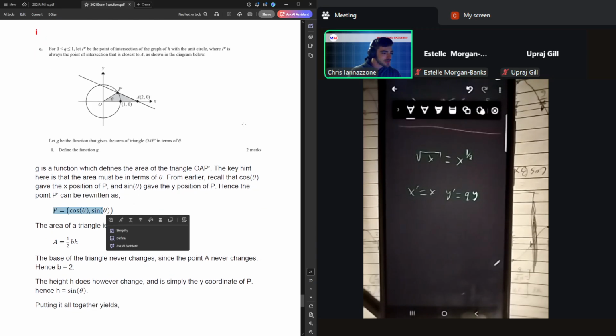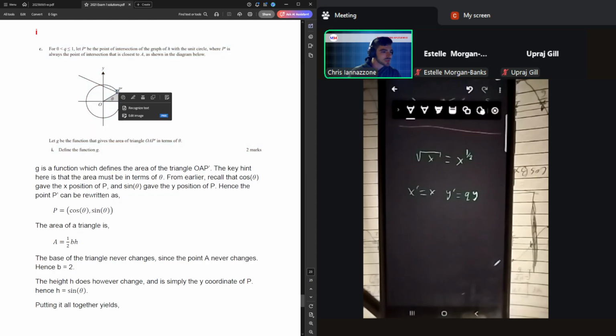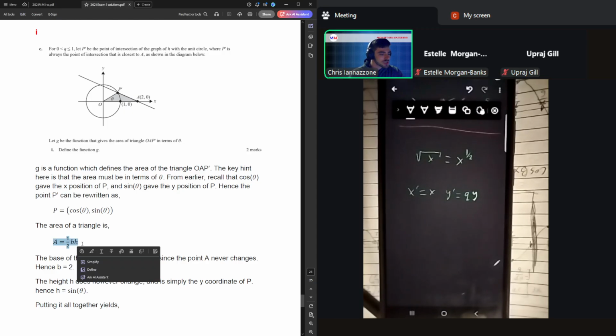So this is what I was saying before about whatever this point P dash is going to be: some cos theta, sine theta, where the y coordinate is sine, the x coordinate is cos. The x isn't really all that relevant here. What is relevant is that we're trying to do half base height. Base, well, that's just 2. We can see the full base of that triangle is going to be 2. It ends at coordinate 2, starts at the origin.